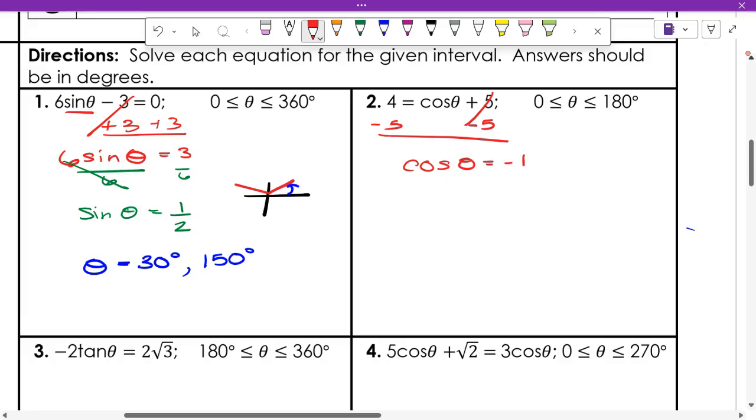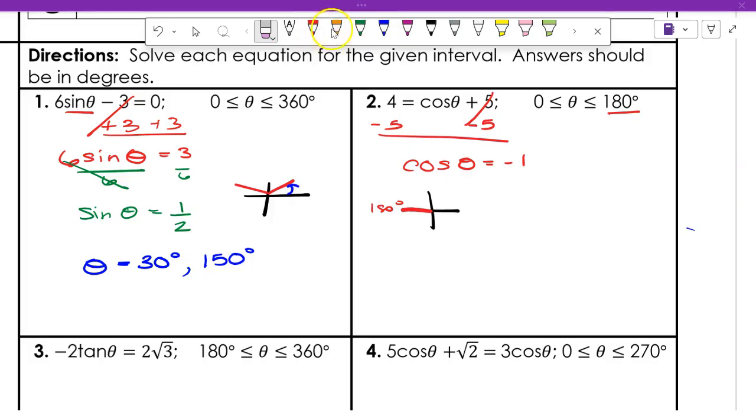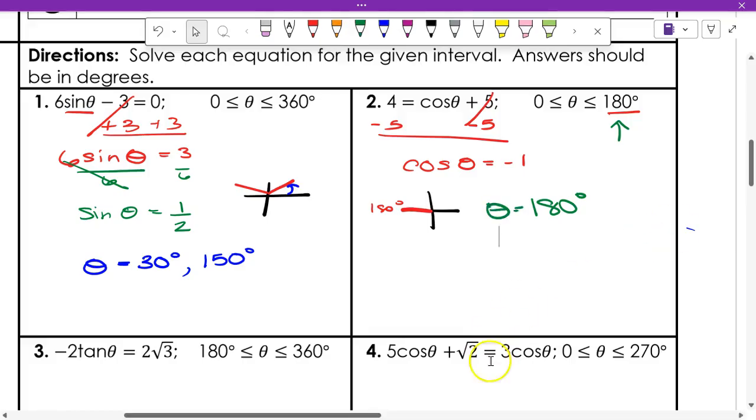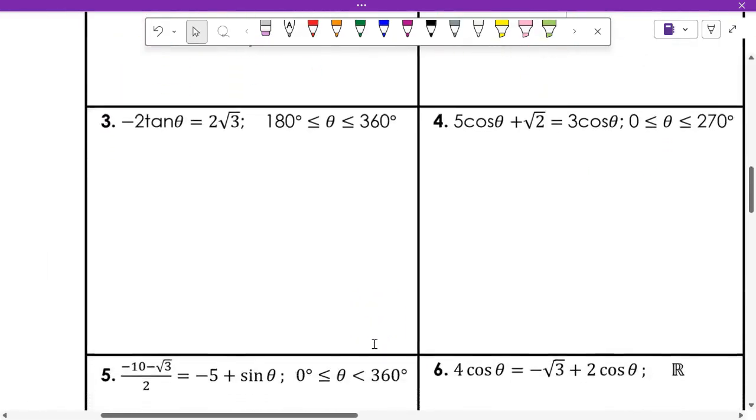Well, where on my unit circle does cosine equal -1? It equals -1 at 180 degrees if I go directly to the left from 0. So if I've got that as my answer, and that's my only answer, let's make sure that it falls within my restrictions, and sure enough, it does. It can be up to 180 degrees. So 180 degrees is my answer. Theta is equal to 180. So that's pretty basic, straightforward.